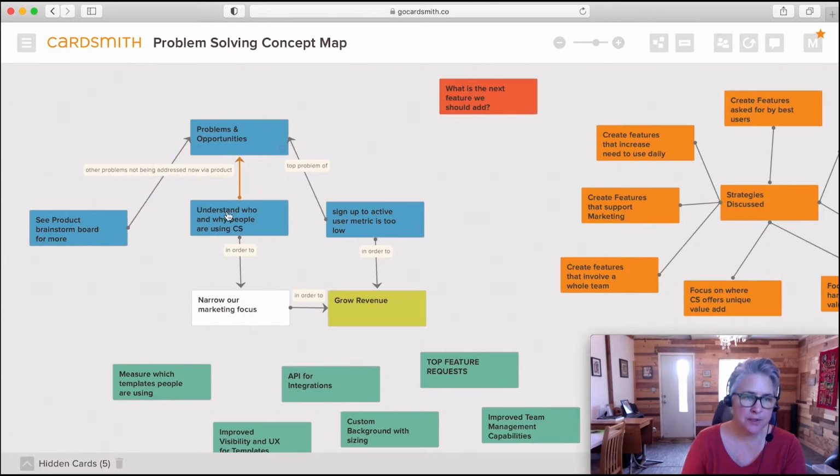So you can see here on the left, we looked at all the problems and opportunities, and there are a whole bunch of things we decided not to address right now. It's very, very difficult with a small team to solve many problems at one time. But there were two problems that are going to remain on this map. One is that we want to understand who and why people are using Cardsmith in order to narrow our marketing focus, in order to grow revenue. We also want to improve our active user metric because we think it's too low, and we decided this was a top problem and that needs to improve in order to grow revenue. So these things are related and support each other.